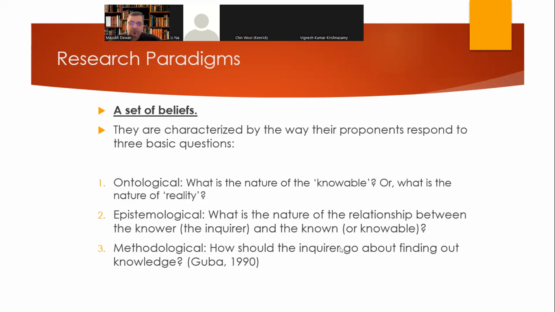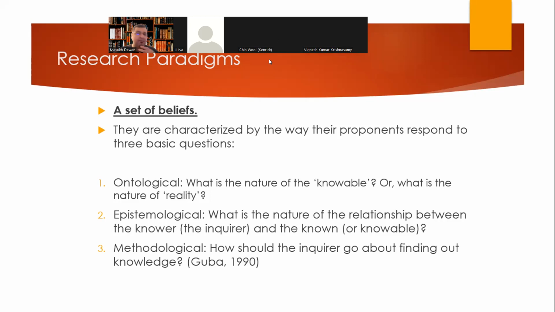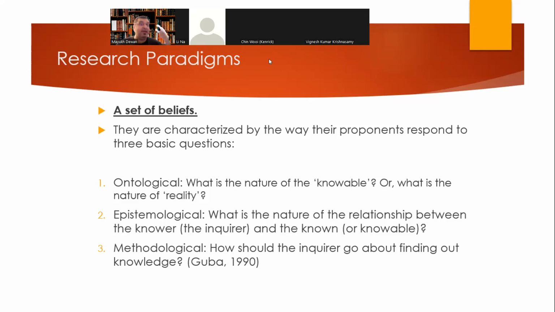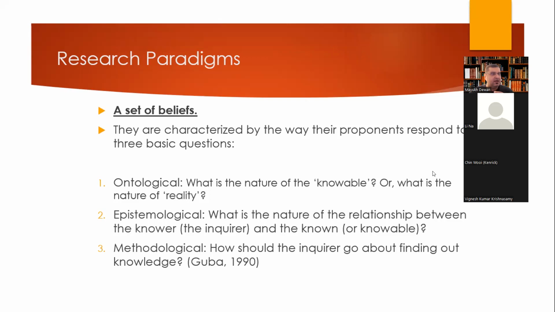Methodological difference. How do we go about finding knowledge? We find knowledge by peeling the layers of an onion, like I told you. We go deeper and deeper. Quantitative researchers go about finding knowledge by how many people are doing it. For them, numbers are more important. A quantitative person would say, if 90 people out of 100 are doing this, that means people like this.